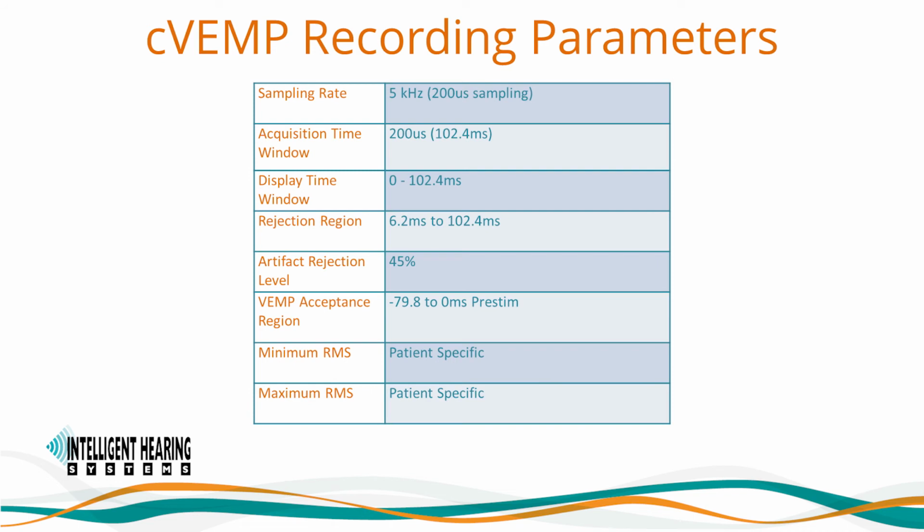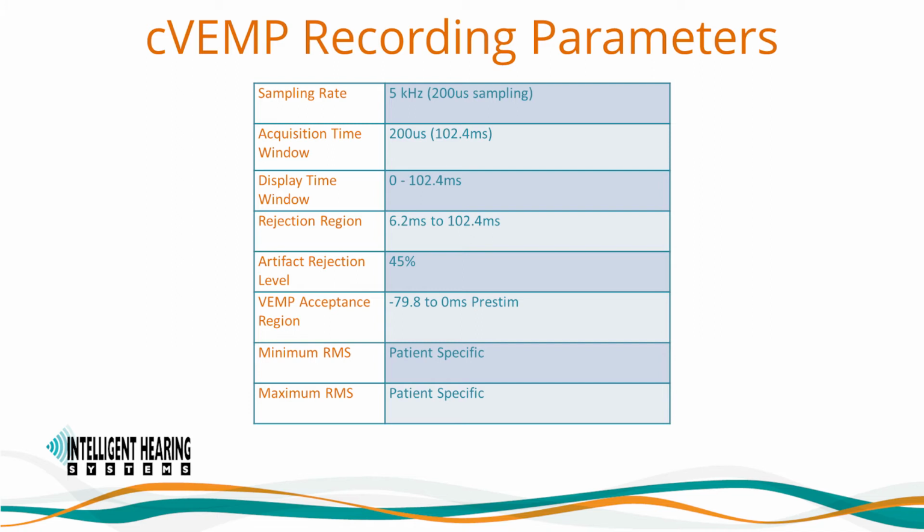The sampling rate is 5 kHz with a 200 microsecond acquisition time window, which is 102.4 milliseconds of pre- and post-stimulus data. The display time window is typically 0 to 102.4 milliseconds, but you can adjust your display window to what you wish to use. The rejection region is 6.2 milliseconds to 102.4 milliseconds.